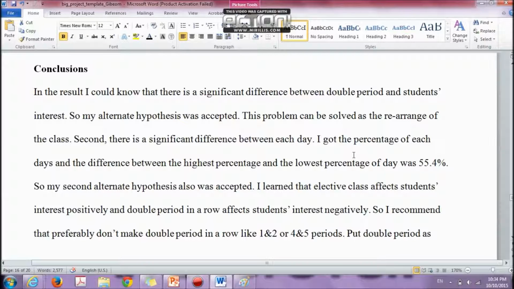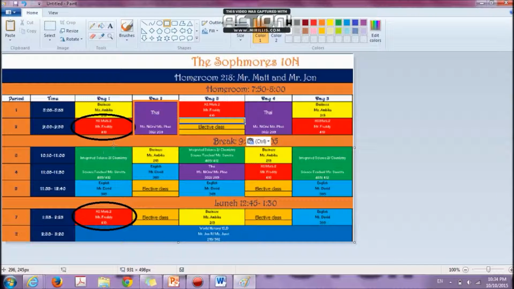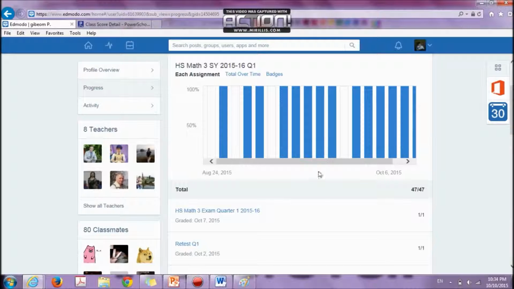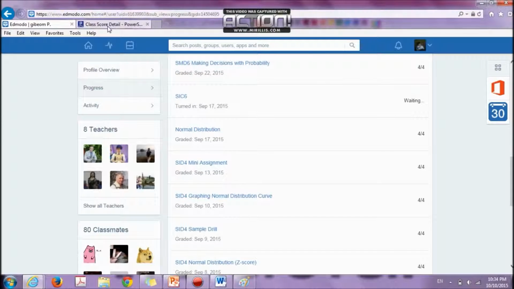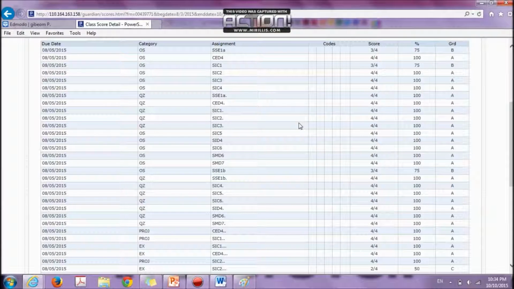My conclusion was that my alternative hypotheses were accepted. Double period was a significant factor that affects students' preference and there were significant differences each day. The solution to this problem is changing the arrangement of the double period. We can put double period like day 1 math class. I could finish this project because I learned standards step by step in class, so I could get a good grade.